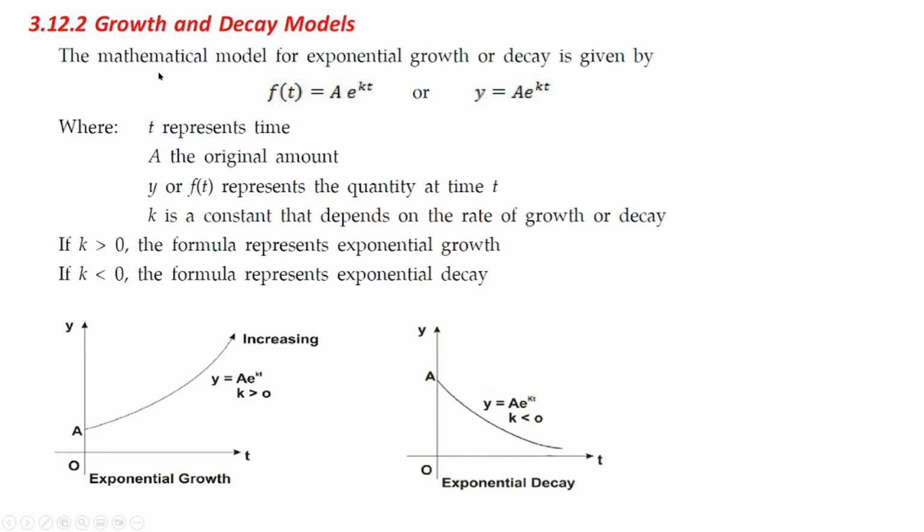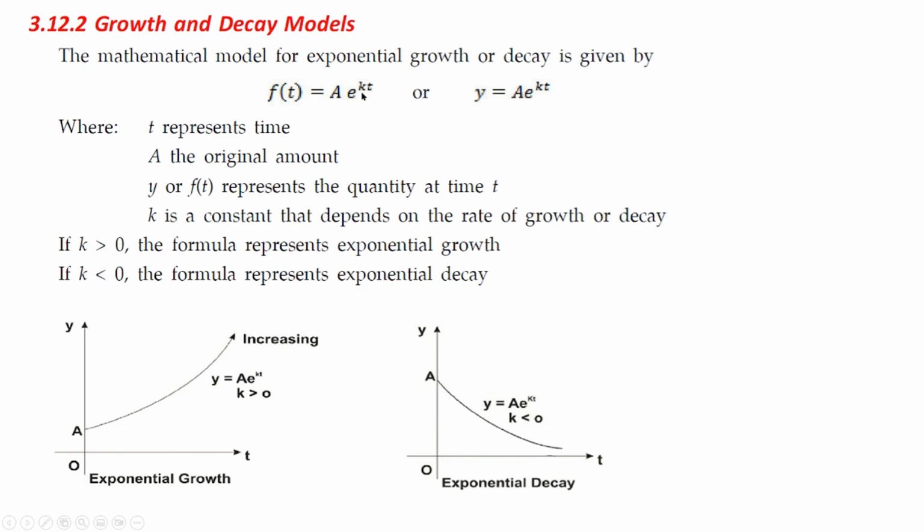So under mathematical modeling, we have various growth and decay models. The mathematical model for exponential growth or decay is given by f(t) = a e^(kt), or it can be written as y = a e^(kt). Here t represents the time, a represents the original amount, y or f(t) represents the quantity at any time t, and k is a constant which depends on the rate of growth or the rate of decay.